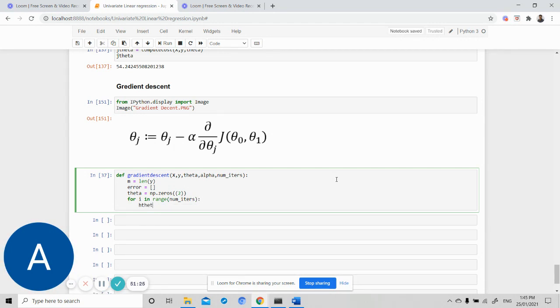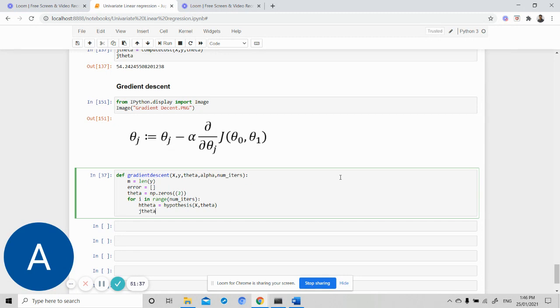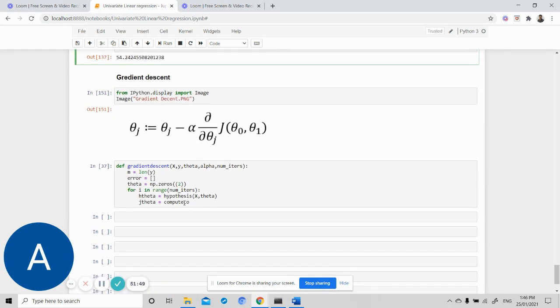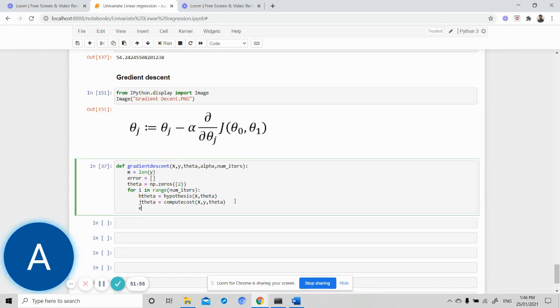So first will be my x of theta. So j of theta, this is all that we computed. So compute cost, so the error is stored in j of theta. So let's append that. Why we are appending is we need to check how many iterations it takes to get minimum error. That's why we are storing that in an array.